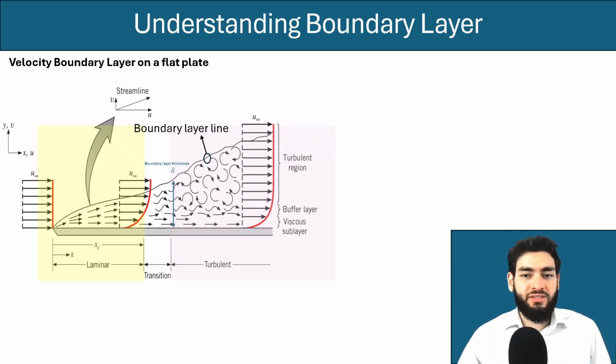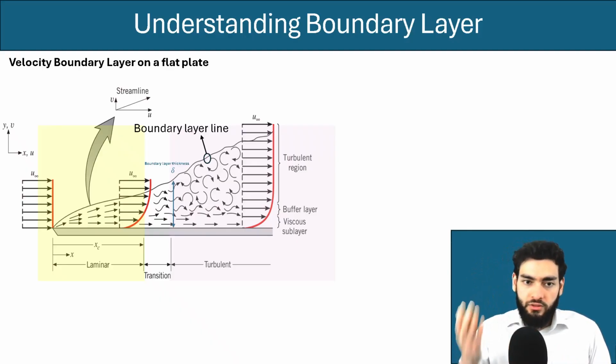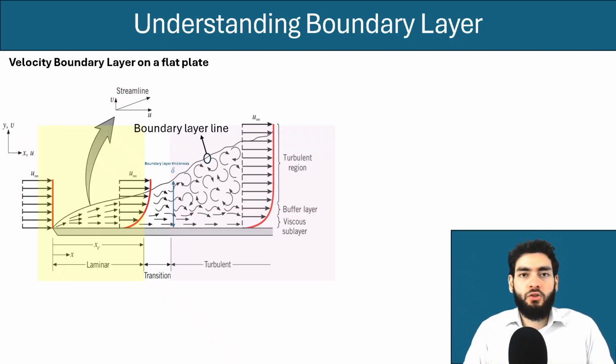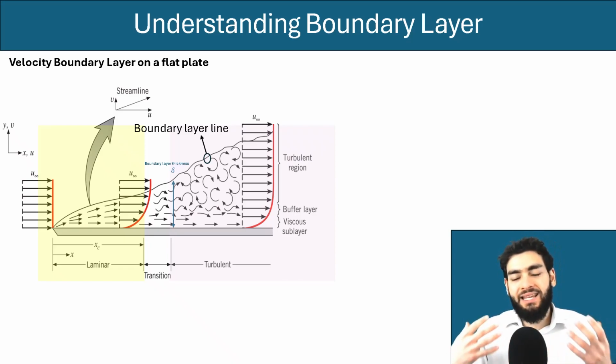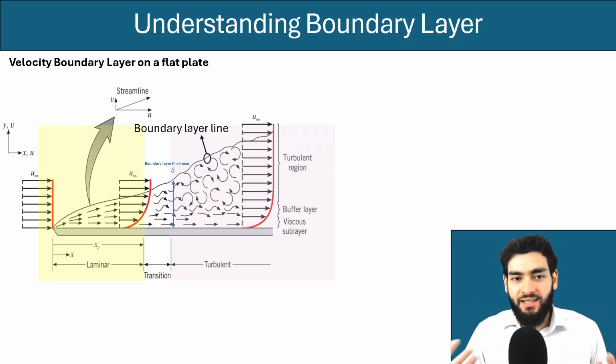And since the velocity only reaches the free stream value at the edge of the boundary layer, this means there is still a velocity gradient throughout the boundary layer, even in the turbulent regime. So at this point, I think it's a good place to pause and look more closely at what is happening inside the turbulent boundary layer itself.